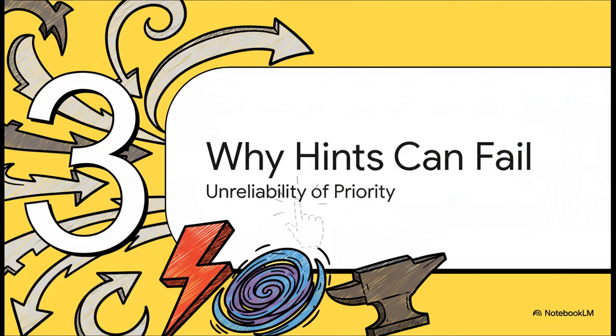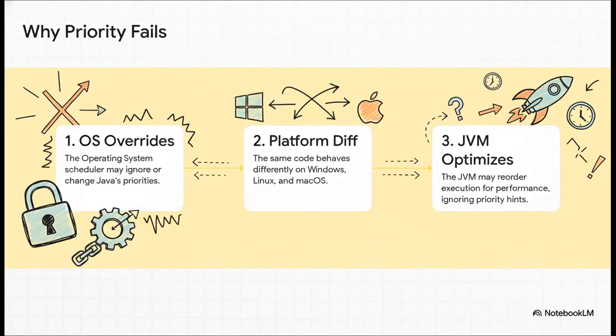Well, it turns out there are some pretty powerful forces at play that can completely override whatever hints we try to give. It really comes down to 3 main things. First, the OS scheduler can just decide to do its own thing. Second, things are wildly different depending on what system you're on. For instance, Windows actually pays pretty close attention to thread priorities. But Linux, it might take all 10 of those Java priority levels and just squash them down into a couple of its own. And finally, the JVM itself is always running its own crazy smart optimizations that can totally change the game.